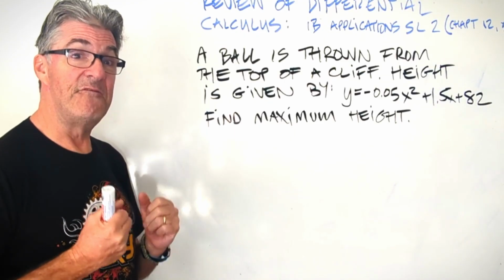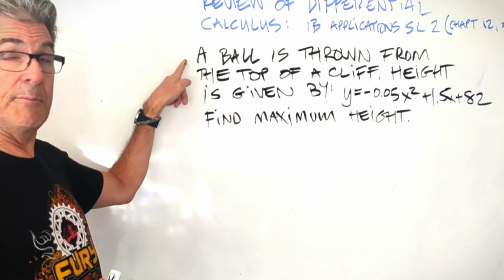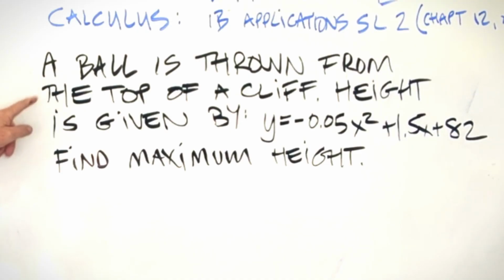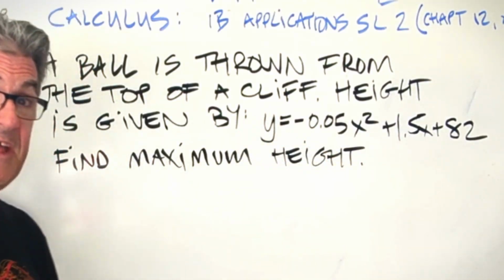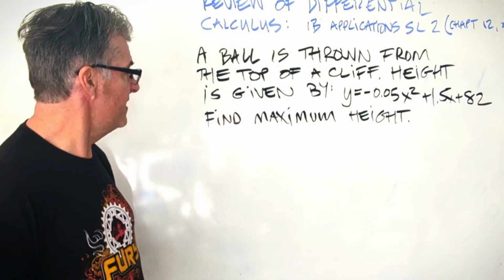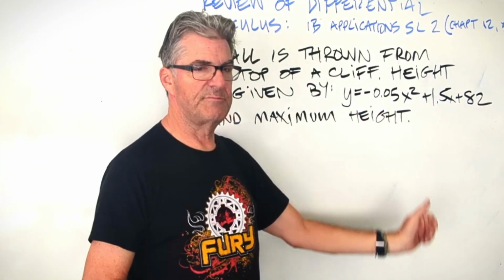This is from the realm of physics. So we're going to chuck a ball off the top of a cliff. Ball's thrown from the top of a cliff. The height is given by this equation. You'll notice that's a quadratic equation. Cool. Okay. Prompt here is find the maximum height.